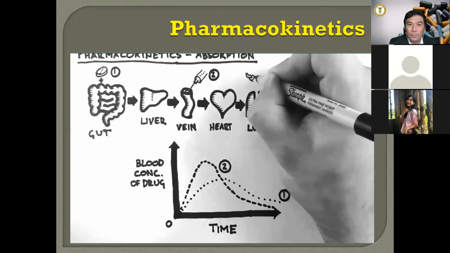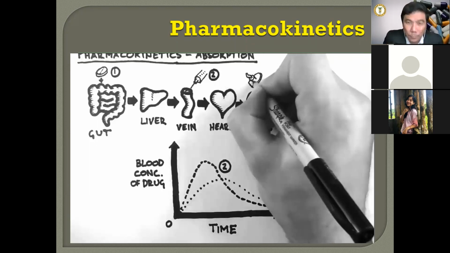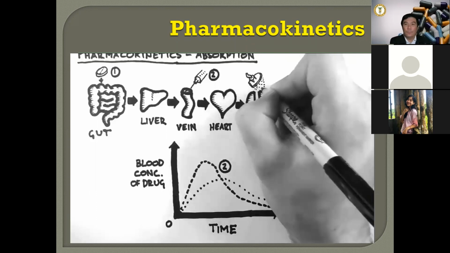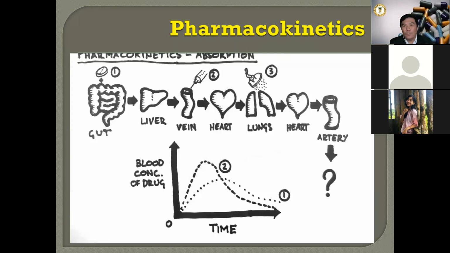Now contrast this with inhalation of a drug. Let's again assume that we have given the same dose of the drug as the last two examples, but this time we are giving it in an inhaled form. Many anesthetics are actually given this way. The drug now only has to go to the heart and then straight on to the arterial circulation. Now, the third example of route of administration is via inhalation. And as was mentioned, most of the inhalation routes are given with anesthesia.